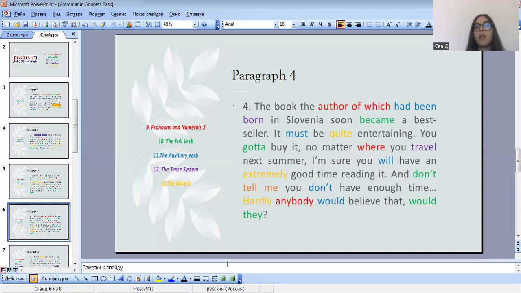Okay. Then moving to lesson 12, usage of past perfect again, had been born. Here it's used to indicate which action happened first. So the author had been born. Then again we have hardly, but here we can see hardly placed in initial position, and in this case the interrogative form of the verb is used.